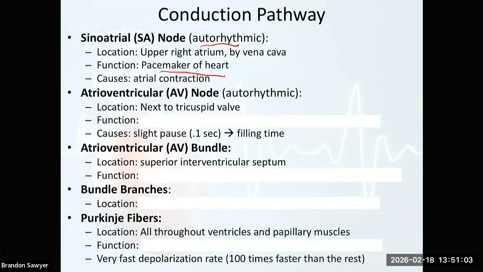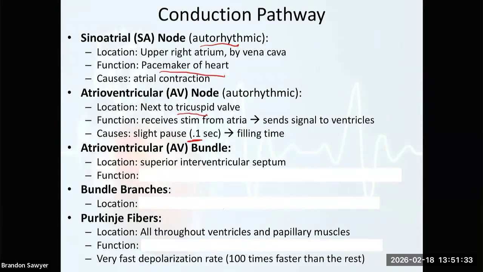And then we go down to the next part. First of all, the SA node activates and causes the atria to contract, and then it gets to the AV node. It causes a little bit of a pause. This is right at the tricuspid valve, at the line between the right atrium and the right ventricle. It causes a slight pause, about a tenth of a second, that allows for a little bit more filling time. And then it's going to push that action potential down to the ventricles and cause the ventricles to contract.